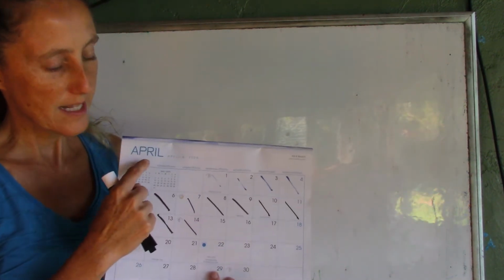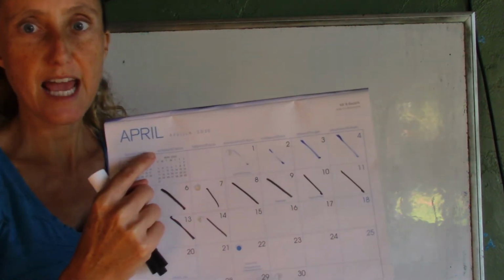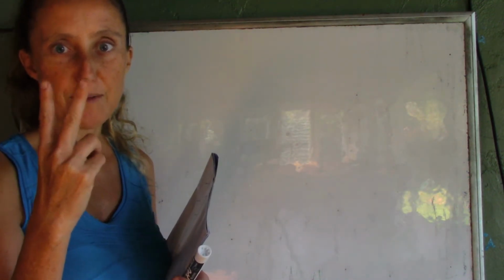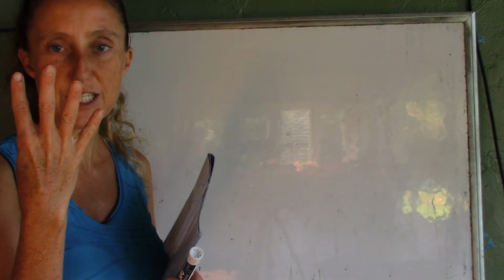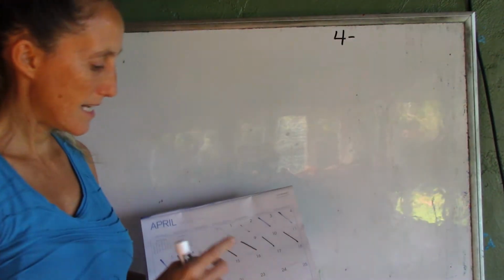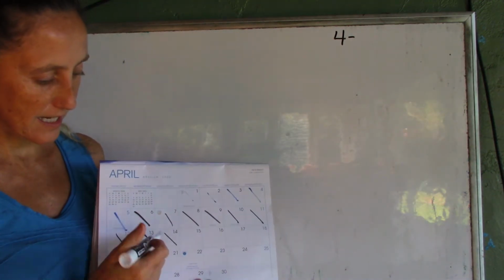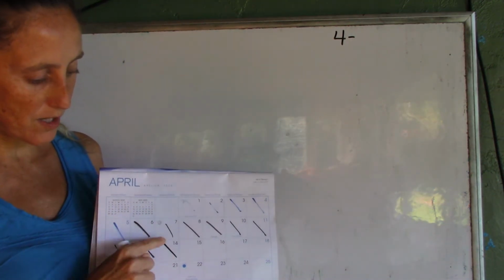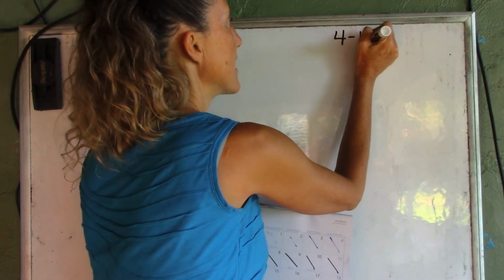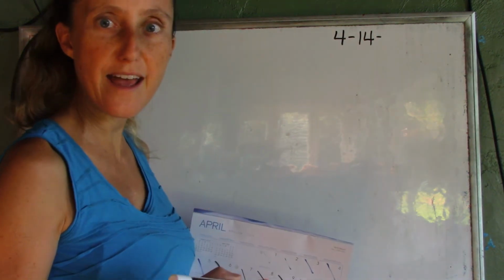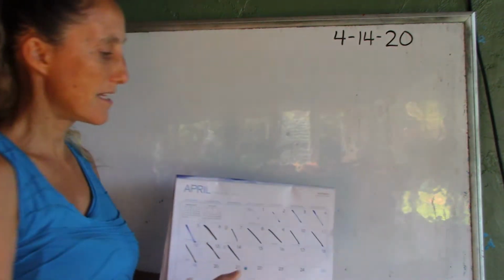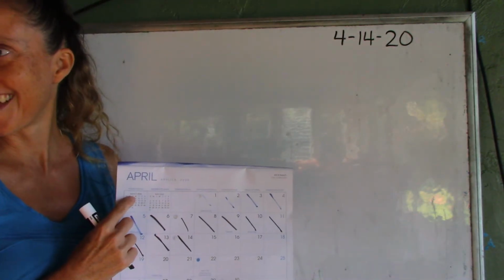And if we look, we see that it is the month of April still. April is which month? January, February, March, and April. It is the 4th month, right? And yesterday was April 13, and you see I already marked off. April 14 is today. 4/14, and it's still the year 2020. Good job.